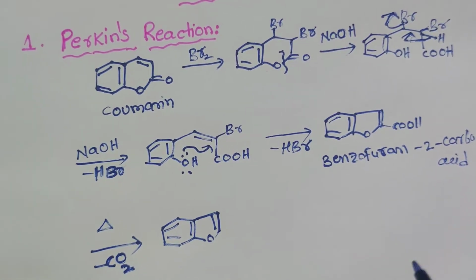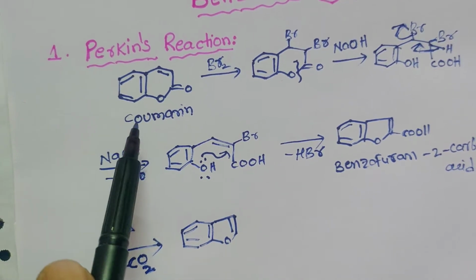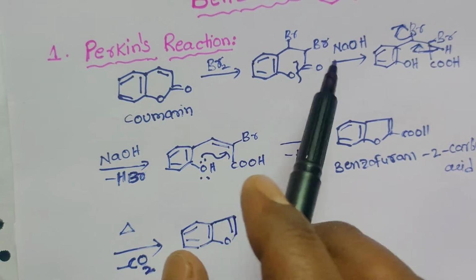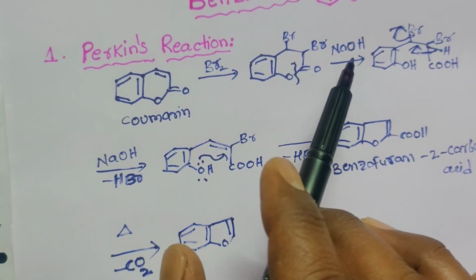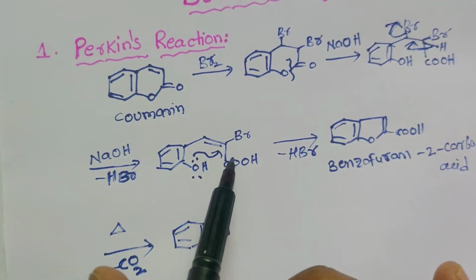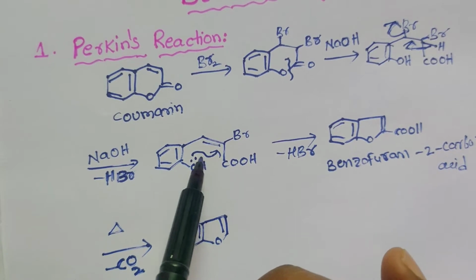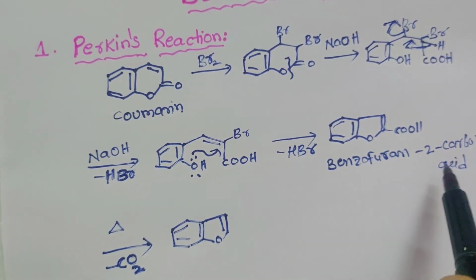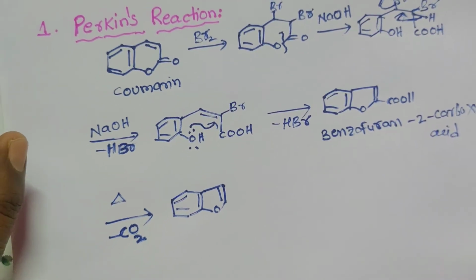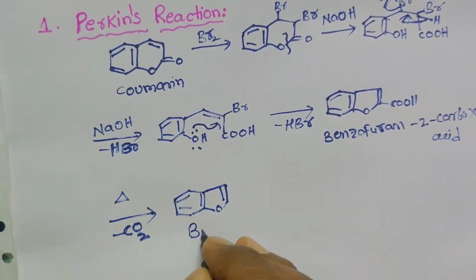So this is about the Perkin's reaction. So in Perkin's reaction, first of all we take the coumarin. It is treated with bromine. We get addition product. Then this addition product is treated with the alkali. Then HBr goes outside and we get the cinnamic acid product. This one undergoes cyclization and we get the benzofuran 2 carboxylic acid, which on further heating loses the carbon dioxide molecule and gives us the benzofuran.